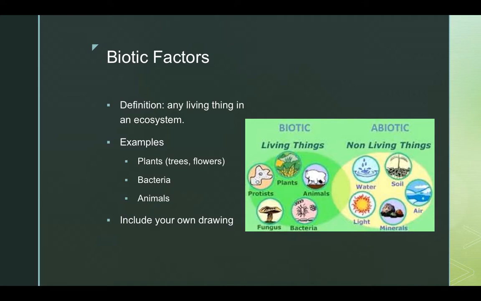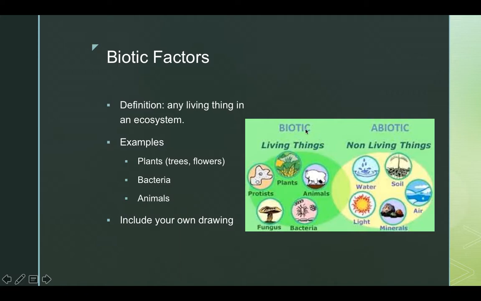You guys know you're in biology. Bio means living things. So for the definition, I want you to write any living thing in an ecosystem. So examples include plants, like trees and flowers. They can include microscopic organisms like bacteria, and of course, animals.